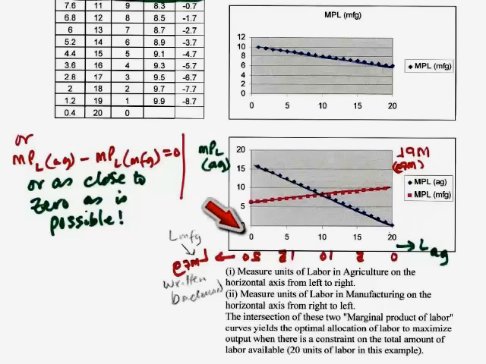Notice that the horizontal length here is going to be the number of workers I have available, and I'm looking for the point where the marginal products of the two sectors equalize, right about there at 10 workers in each sector. The marginal products are equal, and that will maximize the GDP in the economy.